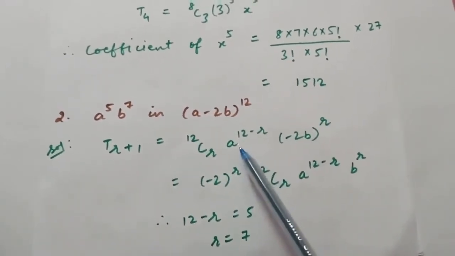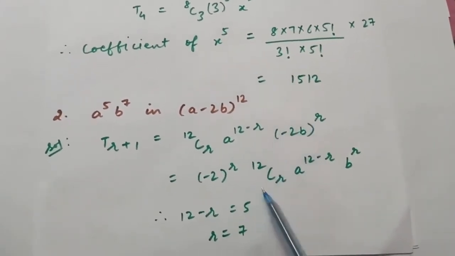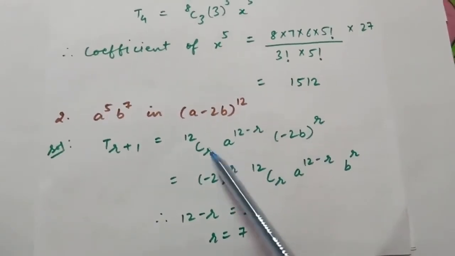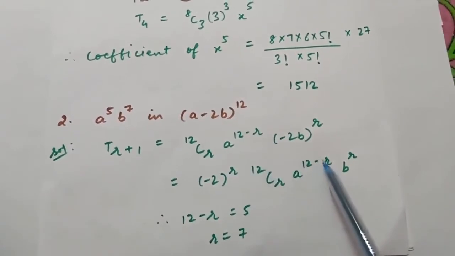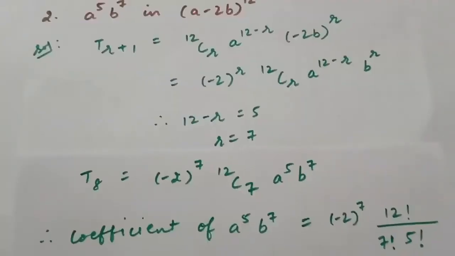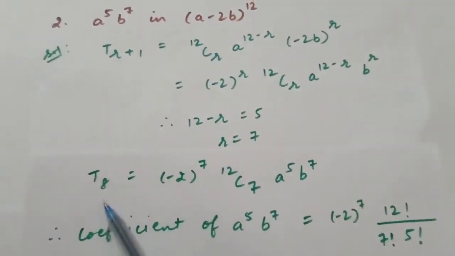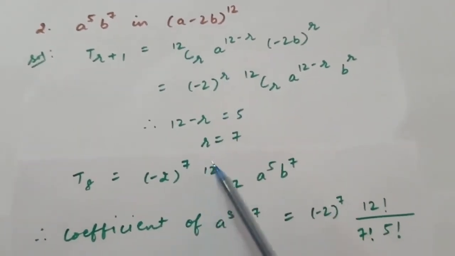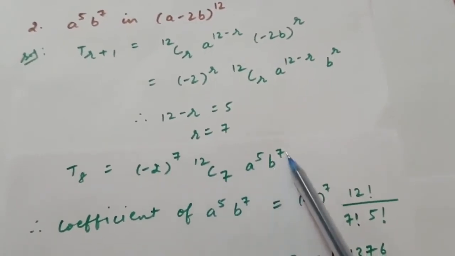Separating the values of a and b with the powers. So minus 2 raised to the power r, 12cr as it is, a raised to the power 12 minus r into b raised to the power r. Put this value of r equal to 7 in the general term only. So you will get T8 equal to minus 2 raised to the power 7, 12c7, a raised to the power 5, b raised to the power 7.